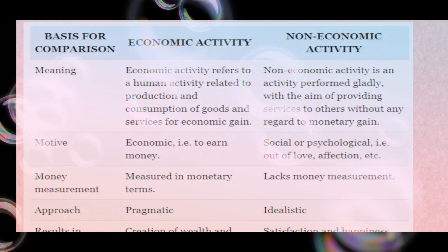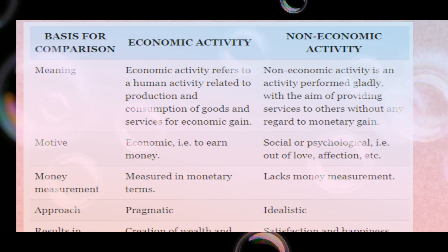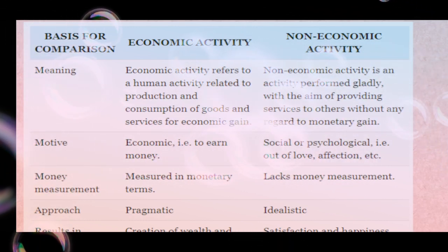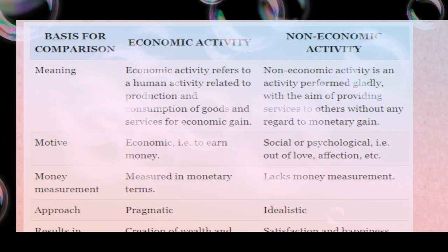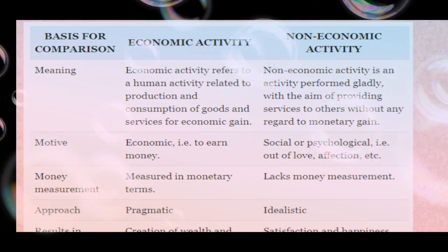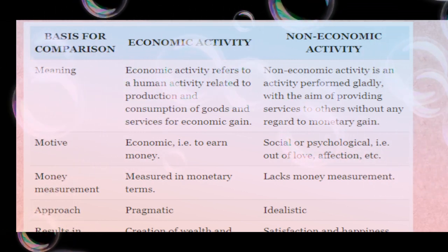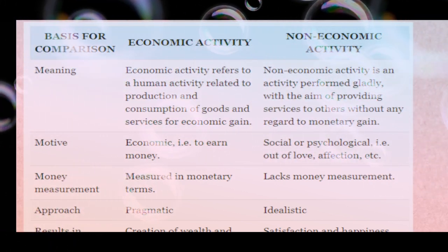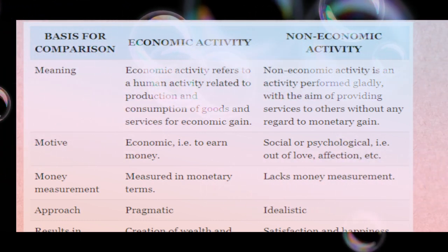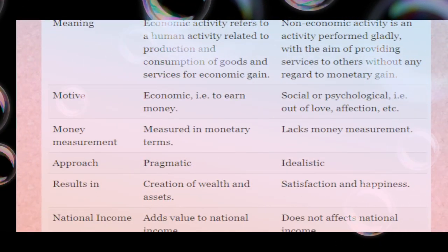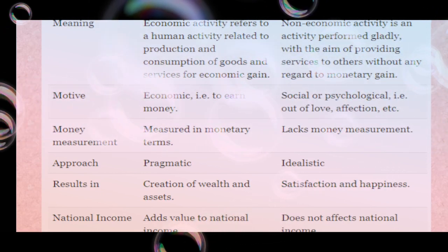The next difference is the motive. The motive of doing an economic activity is to earn money, that is, to gain monetary benefit. Whereas in a non-economic activity, the intention is done out of love, affection, etc. The measurement: economic activity can be measured in terms of money, whereas a non-economic activity is not measured in terms of money. In the approach, economic activity is pragmatic, whereas you can say the non-economic activity is idealistic.